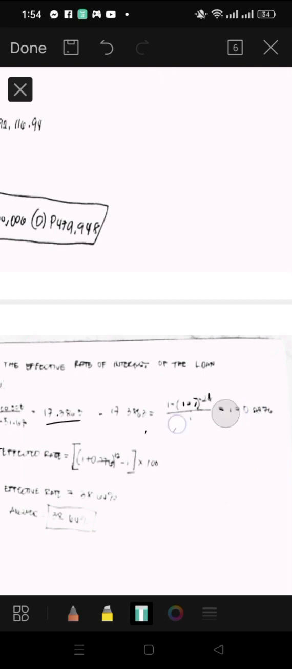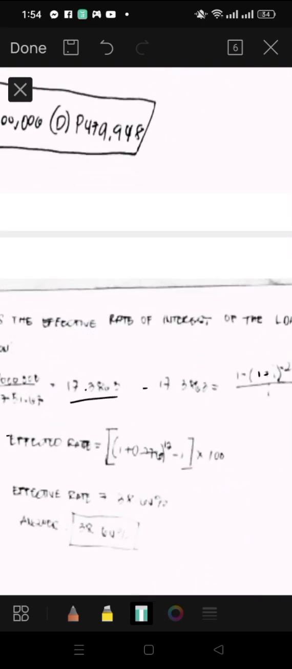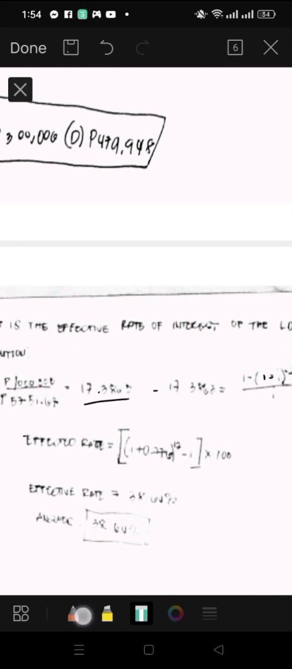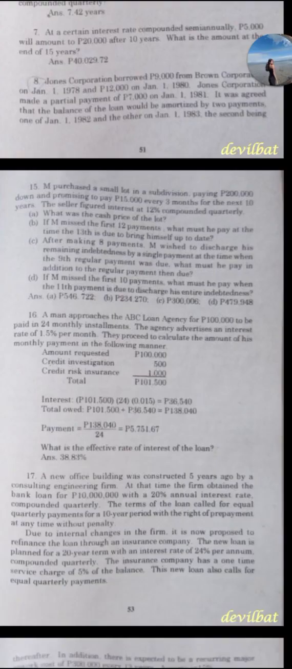So that's all the answer for number 16. So the next is number 17.